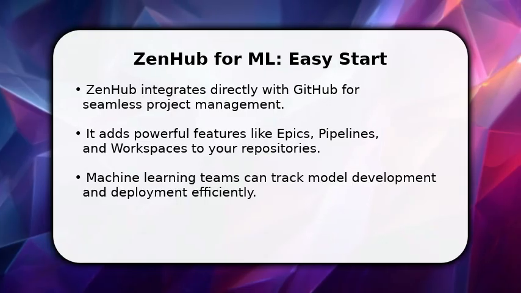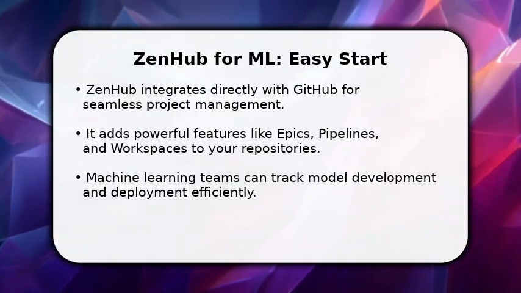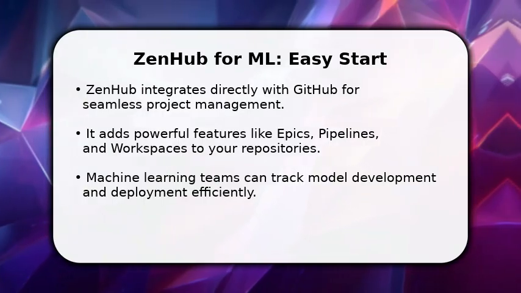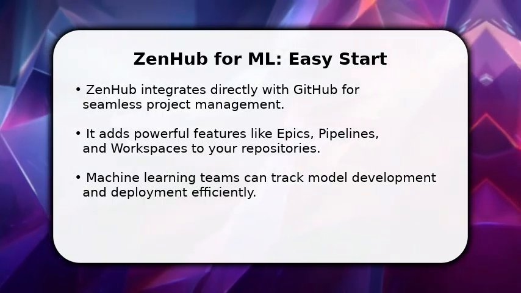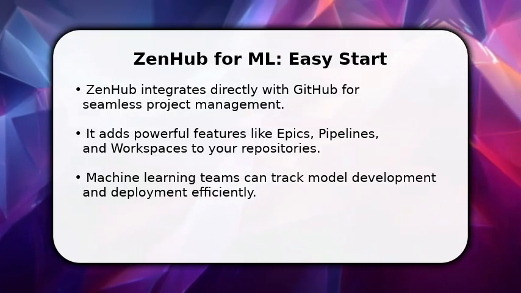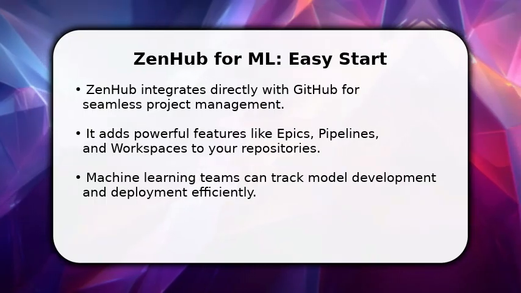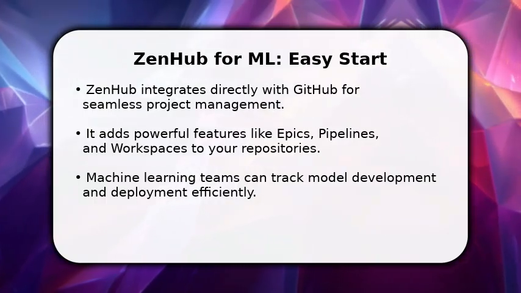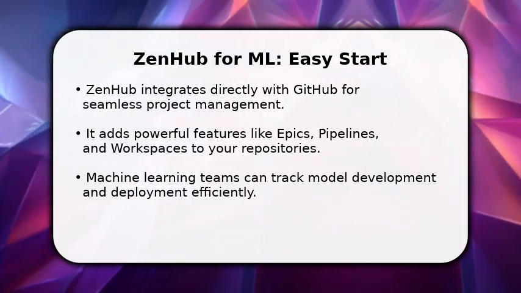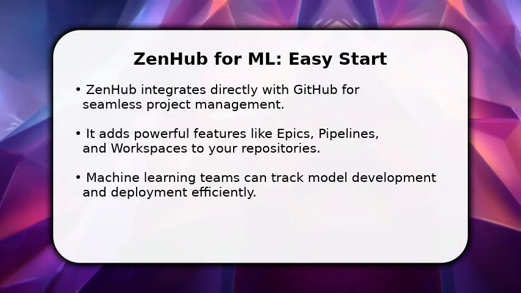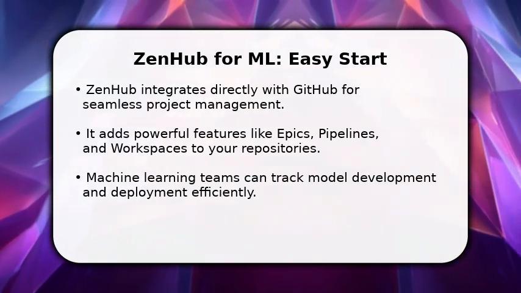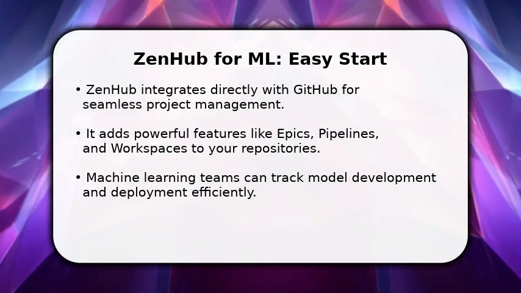In this video, I will explain how to use Zen Hub in machine learning. Zen Hub transforms your GitHub experience by adding robust project management capabilities directly within your existing repositories. It's designed to help teams, especially those in machine learning, streamline their workflows. You can easily manage complex projects, track progress, and collaborate effectively, ensuring your model development and deployment cycles are smooth and transparent. Let's dive into setting up your first ML project board.